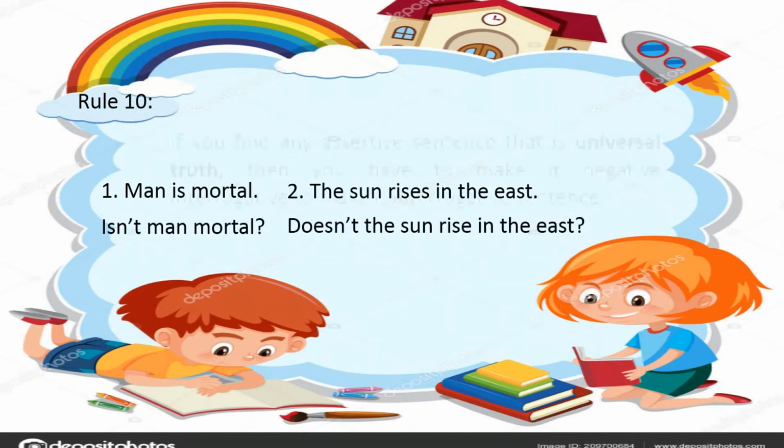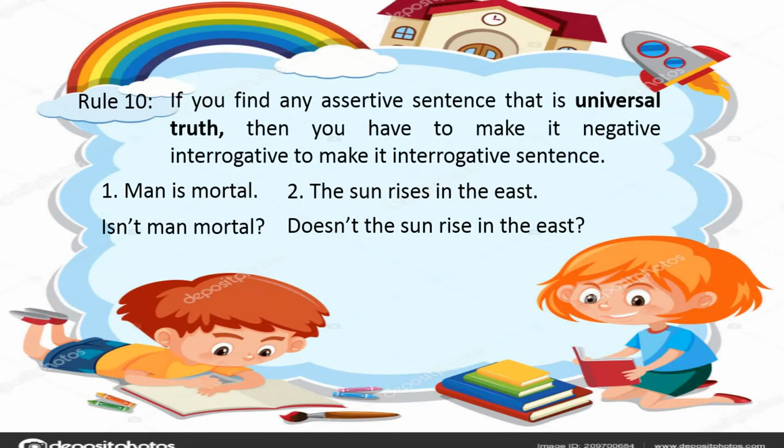Rule number 10. If you find any assertive sentence that is a universal truth, I have mentioned the example first, so please ignore it, just see the rule. So rule 10. If you find any assertive sentence that is a universal truth, then you have to make it negative interrogative to make it an interrogative sentence. So if you find any universal truth, then you have to make it negative interrogative. Just try to remember it.